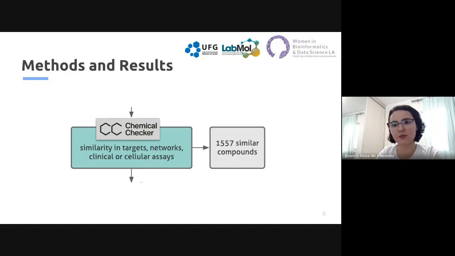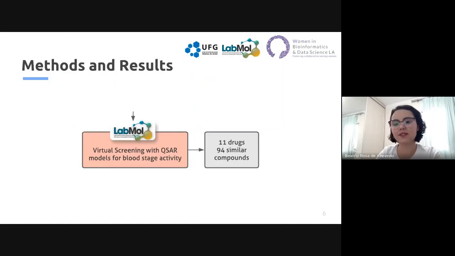The associated drugs were then submitted to a similar compound search using the bioactivity profile in the Chemical Checker platform. With this technique, it was possible to expand the compound set under study 20 times. At last, the drugs and similar compounds were evaluated by a virtual screening with QSAR models generated by LabMol. These models predict activity against sensitive and resistant strains of Plasmodium falciparum in blood stage. Among the similar compounds, 94 were predicted as active, and 11 drugs.